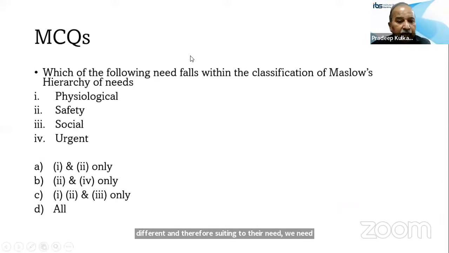Okay, next. Which of the following needs falls within the classification of Maslow's hierarchy of needs? Physiological, safety need, social need, urgent need. Which is it?